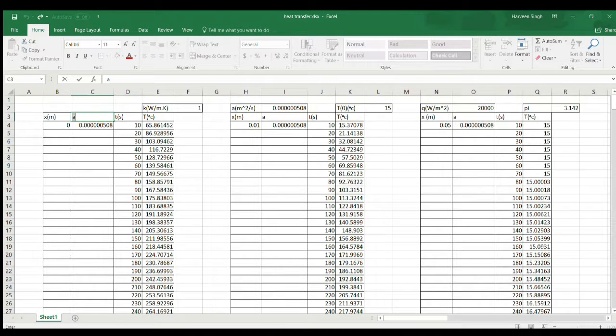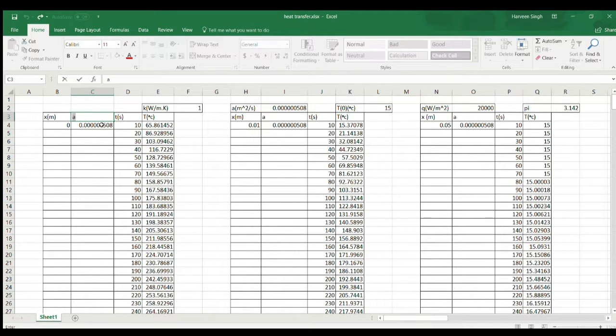For this question, we used Excel software. As you can see, there are three tables: table 1, table 2, and table 3. For table 1, x is 0 meter from the wall surface, so this temperature will be the temperature at the wall surface. For table 2, x equals 0.01, so this temperature will be 0.01 meter from the wall surface. And for the third table, the temperature will be 0.05 meter from the wall surface.